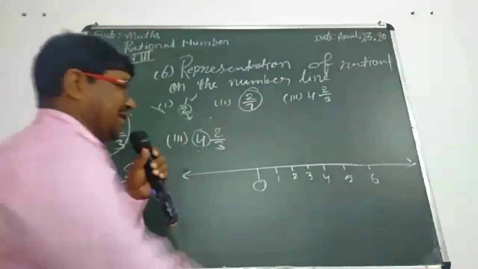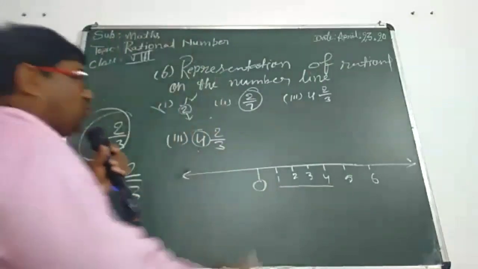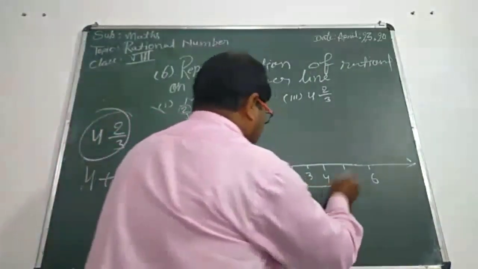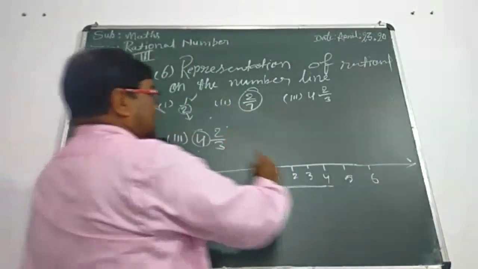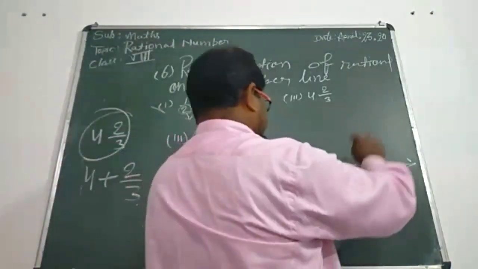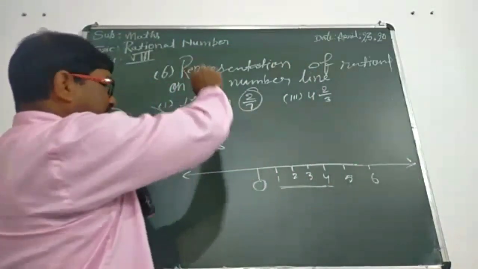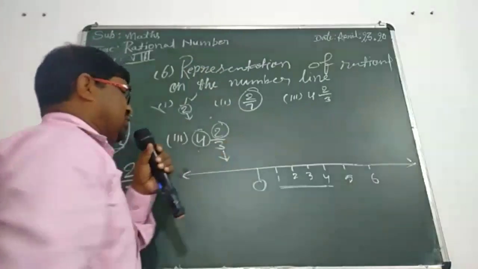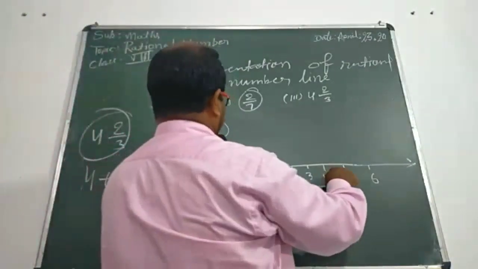Mind it. 4 is the whole number. Don't touch them. Now 2 upon 3. So this is 1 part. This is 2 parts. We should take here 2. Now denominator is 3. Okay. Student, this is your first part.